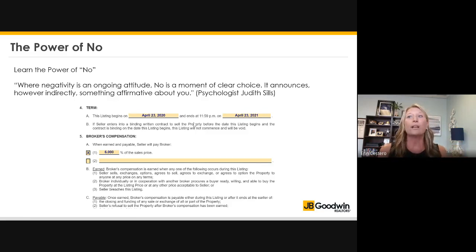It announces, however indirectly, something affirming about you. It shows strength, and it doesn't imply I'm saying this just because I'm trying to negotiate. It's just a clear, concise answer and takes something off of the table. So a lot of people feel like no has a negative connotation to it, but no is very comforting to people because it's concise. It removes that point from our negotiation and allows us to focus on those other things that we might be able to bend on. So don't be afraid of that term no.